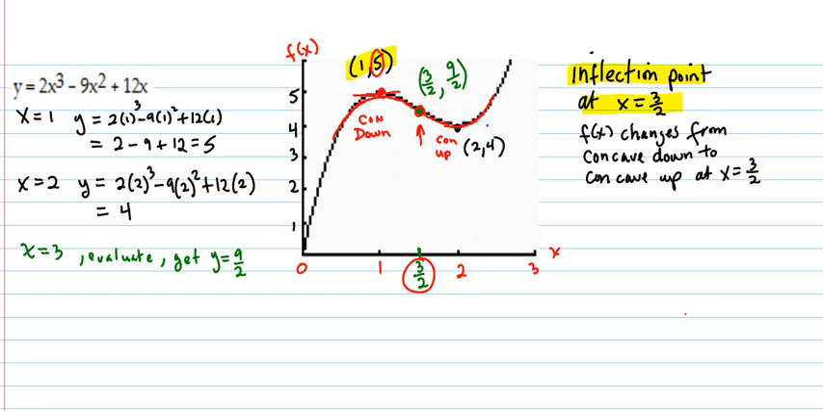And then the other local extreme point is at x equals 2, level right here, and the extreme value of that local minimum is f of x equals 4.